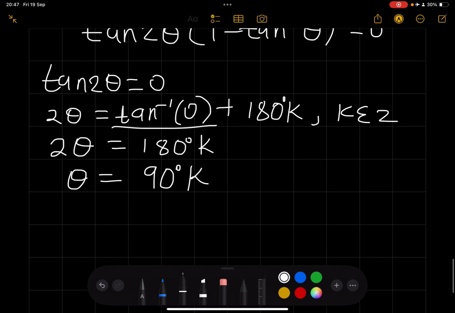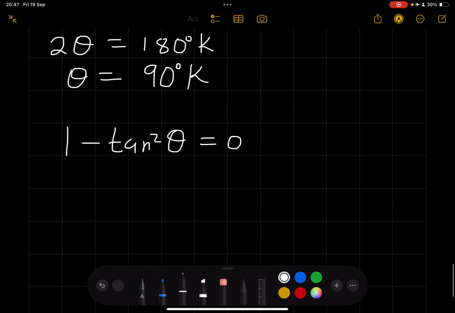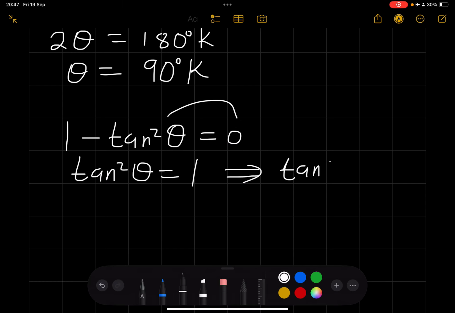Then case 2 is when the other part is 0. 1 minus tan squared theta equals 0, which leads to tan squared theta equals 1, as if I transpose the tan squared to the other side. Then square rooting both sides, I get tan theta equals plus or minus 1. Don't forget that we are square rooting, so we put plus or minus.